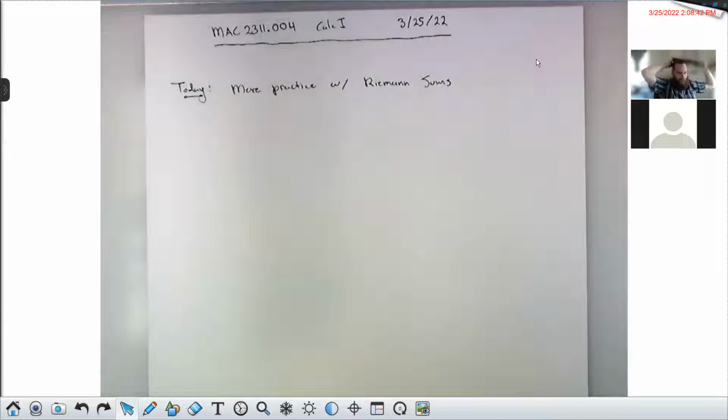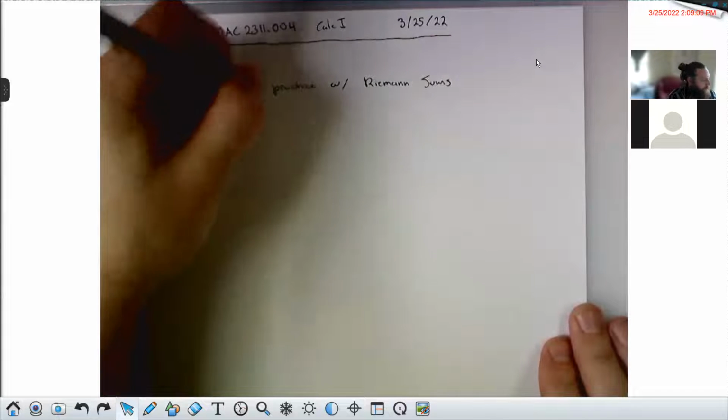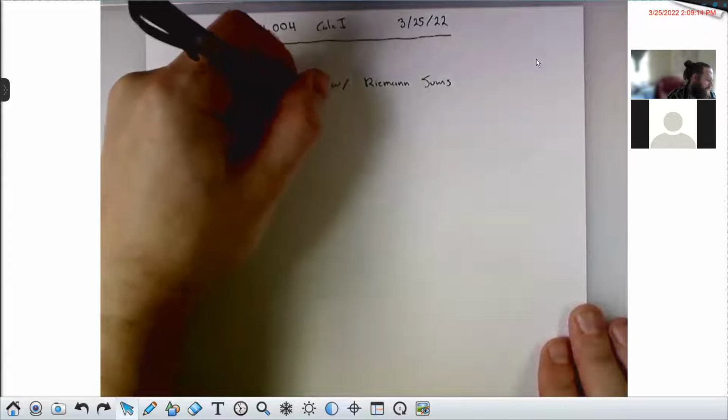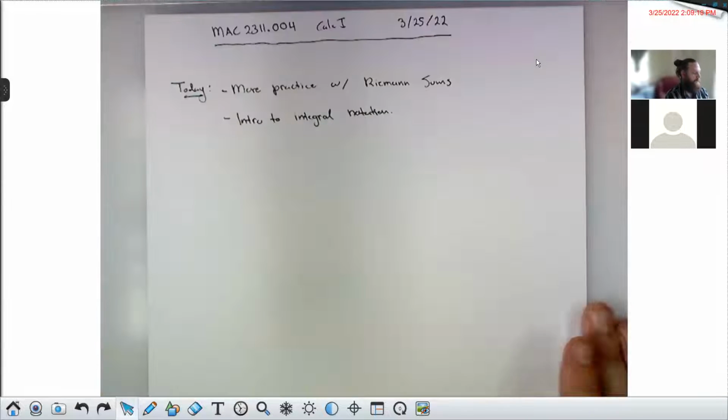And then the other thing I want to do is introduce the notation and concepts that we're going to be working with next week. Next week, we're going to learn about the fundamental theorem of calculus. I just want to get you ready for the notation and ideas there. I'm not going to drop the theorem itself on you, but this way you'll have some familiarity with the symbols when we actually do the math on Monday. So more practice with Riemann sums and a little intro to integral notation. Let's do it.